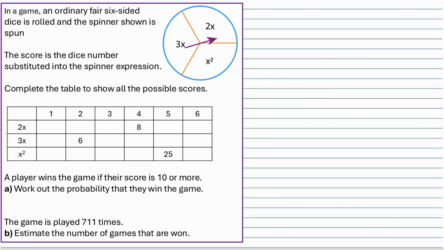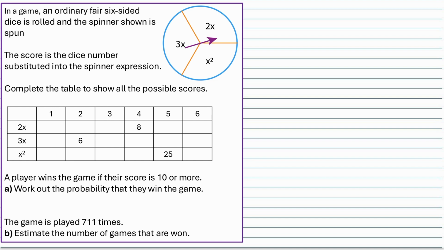So in this question, we're told that in a game, an ordinary fair 6-sided dice is rolled and a spinner shown is spun, this spinner here. The score is the dice number substituted into the spinner expression. So you roll the dice, let's say you get a 3, that 3 becomes your value of x. You substitute it into here. We need to complete the table to show all the possible scores and then work out parts A and B. So do you want to give this question a go? Pause the video and come back when you're ready.